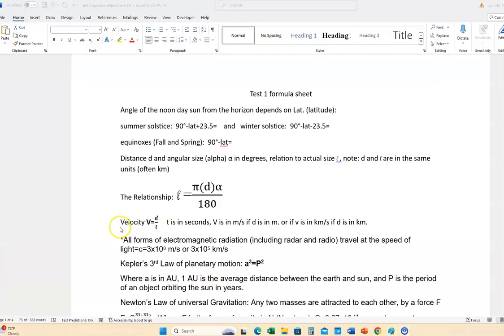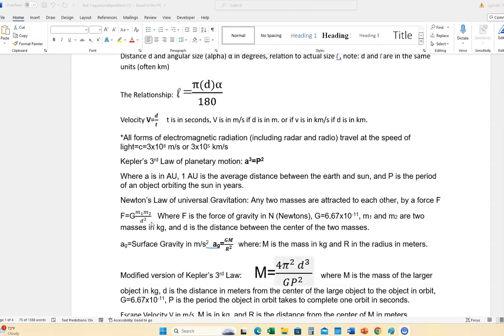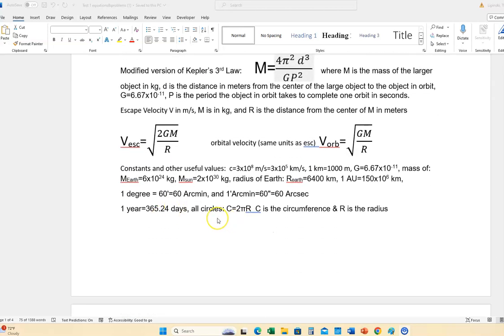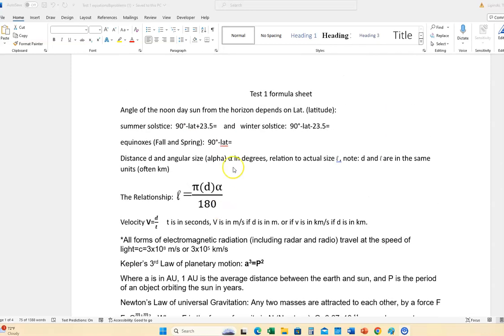To do part B, let's look at the equation sheet for just a moment. Notice there's speed equals distance divided by time. Of course, that's the part that we use for part A, where the speed was the speed of light, so it gets its own special symbol, c. So c is 3 times 10 to the 8th meters per second, or in kilometers per second, 3 times 10 to the 5th kilometers per second.